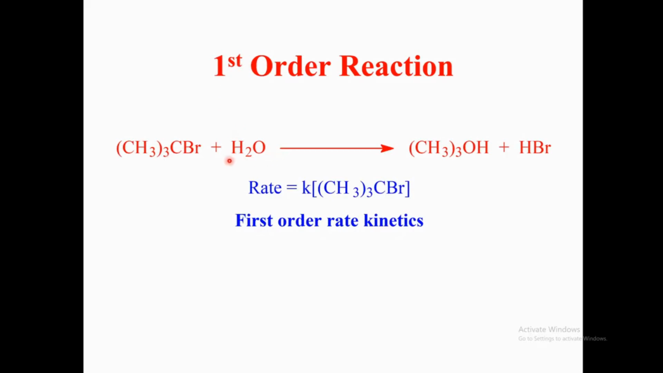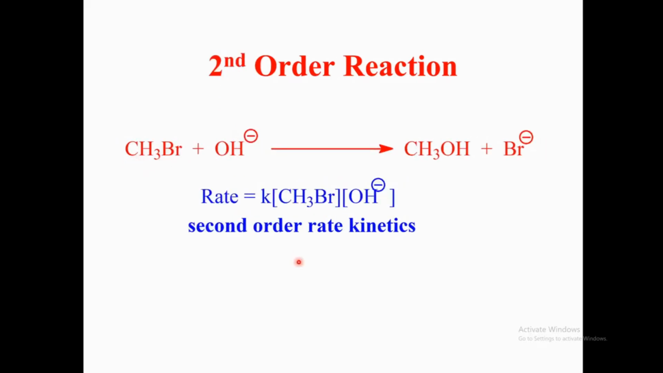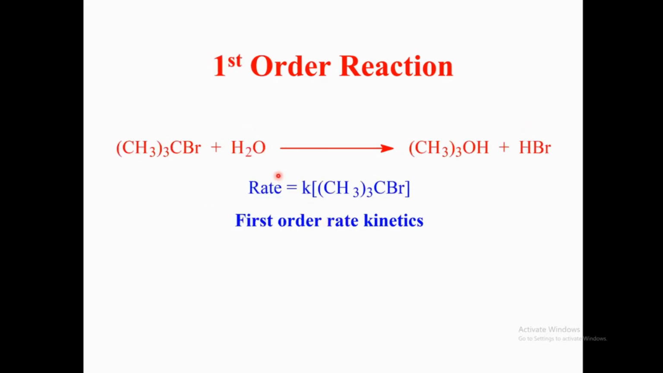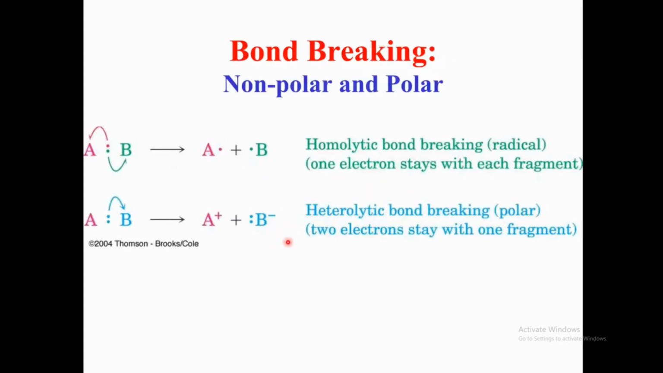This is the SN1 reaction. So this was the SN2 which is a second order reaction, and this is the SN1 which is a first order reaction, so first order rate kinetics. The starting material is a tertiary alkyl halide which reacts with water. We still get the substituted product, an alcohol, but the rate expression just involves the starting material, that is the alkyl halide. Hence this is called first order rate kinetics.